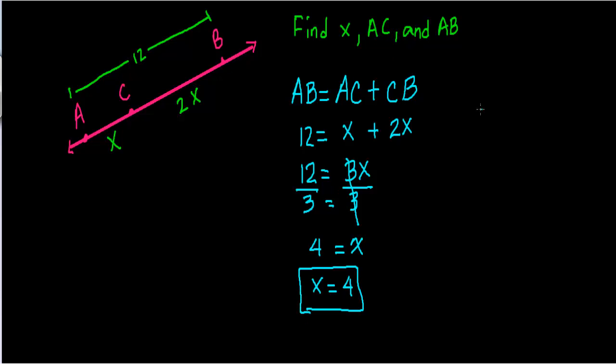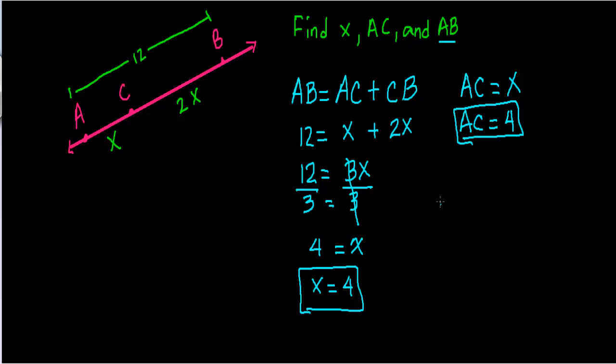How do I find AC? Well, I know that AC equals x. That's the measure of AC. It's x. So if AC equals x and I found x to be 4, that means AC is 4.